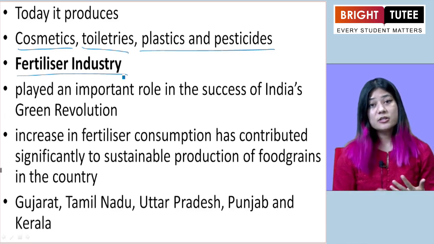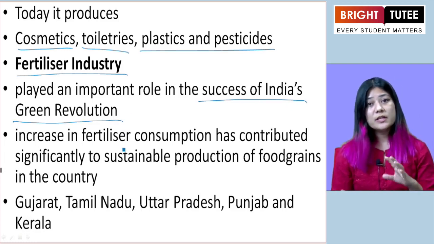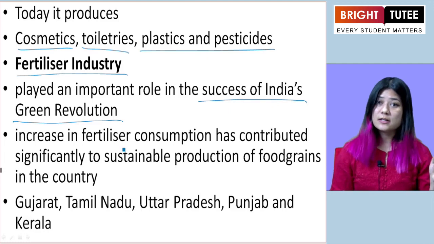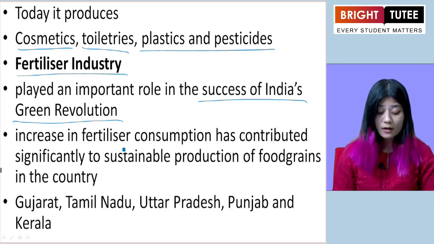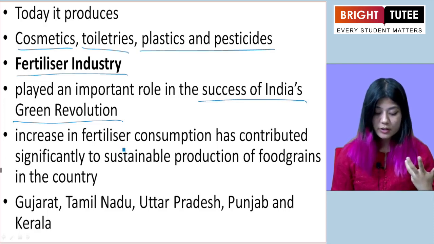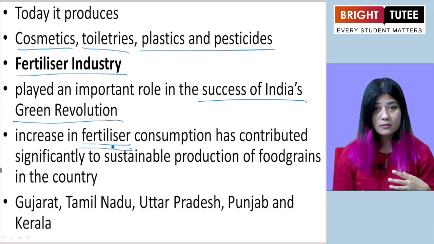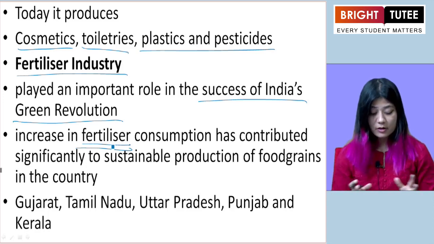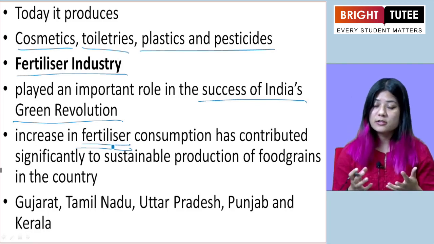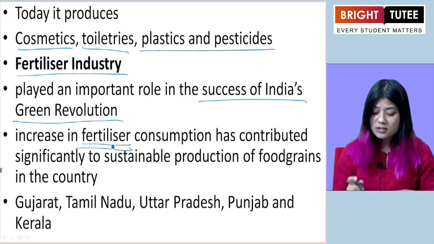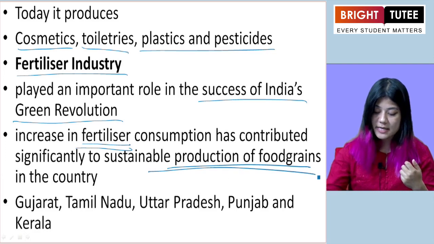The next industry that we are going to look at is fertilizer industry. Now, fertilizer industry played a very important role in the success of India's green revolution. We studied about green revolution briefly in the earlier chapter, where we dealt with agriculture. With green revolution, there was an increase in fertilizer consumption by the agriculturalists, and the consumption of fertilizer in the agriculture sector increased rapidly because their aim was to increase the production of food grains in the country.